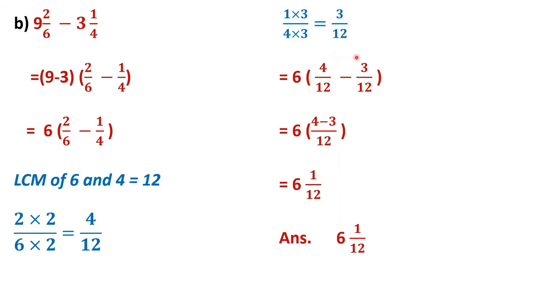Now we'll operate the numerators. 6 we have written as it is. So 4 minus 3, the whole thing is divided by 12, as these are the like fractions now. So 4 minus 3 is 1 by 12. So we are getting 6 1 by 12 as our answer.